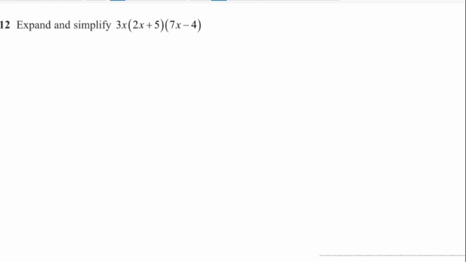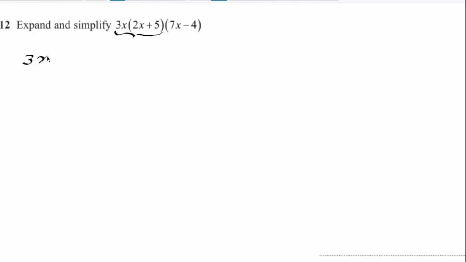Question 12 and under algebra. Expand and simplify. So when you are getting 3 expressions to expand together, in this case 3x times (2x plus 5) times (7x minus 4). When we have to multiply out 3 things together, first consider 2 things, then go for the next one.